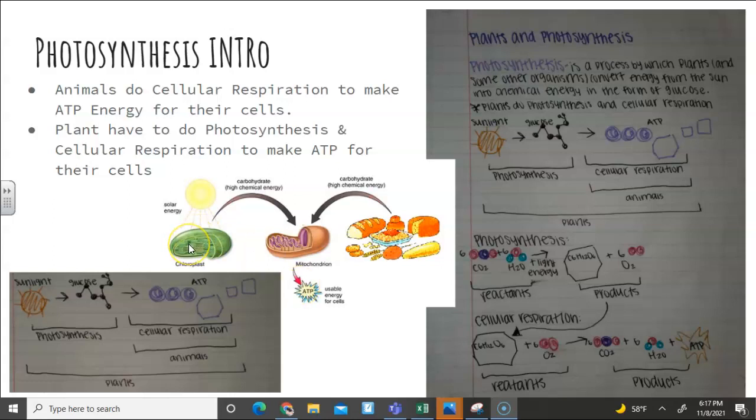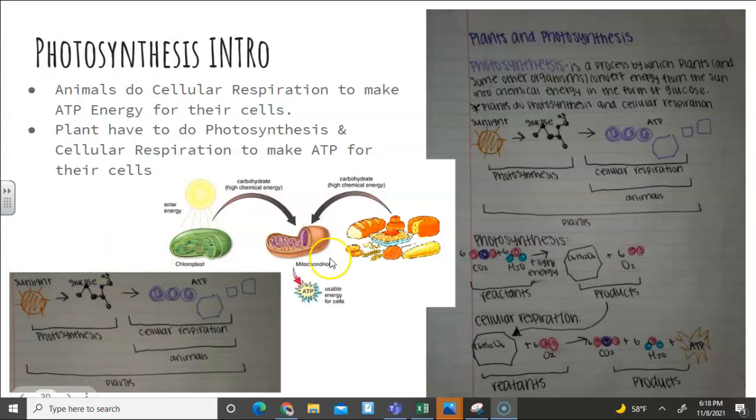Now, plants aren't so lucky. They don't get to eat their food. Plants have to go through photosynthesis first to make their food, and then their food, their glucose, will go into the mitochondria to go through cellular respiration to make ATP. So as animals, all we have to do is go through cellular respiration to take the carbohydrates or the glucose that we eat to make the ATP for our cells. Plants have to do photosynthesis first and then cellular respiration to make ATP. So again, they're going to go through photosynthesis in the chloroplast to make their glucose. Then the glucose is going to go into the mitochondria to do cellular respiration and finally make their ATP.